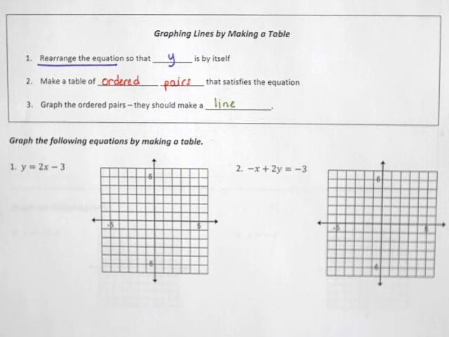Now for this part of the lesson, you're going to need some sort of a straight edge. So your ID is a great choice because it's got a straight edge on it. Or if you have a protractor or a ruler, you could use that as well. But you need something with a straight edge on it. Let's take a look at number 1. Step 1 is always to rearrange the equation so that y is by itself. But if I look at number 1 here, the y is already by itself. So that step is kind of already done.